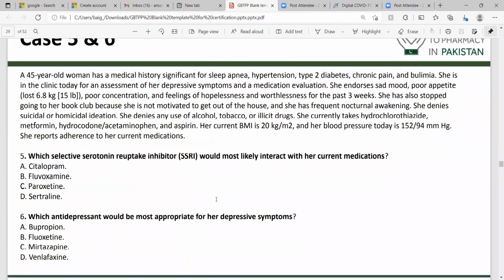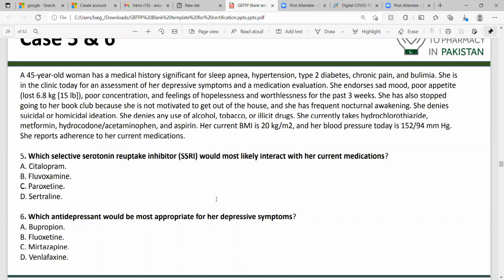So the next case is a 45-year-old woman with a medical history significant for sleep apnea, hypertension, type 2 diabetes, chronic pain, and bulimia. She is in the clinic today for an assessment of her depressive symptoms and a medication evaluation. She endorses sad mood, poor appetite, poor concentration, and feelings of hopelessness and worthlessness for the past 3 weeks. She has also stopped going to her book club because she is not motivated to get out of the house, and she has frequent nocturnal awakening.